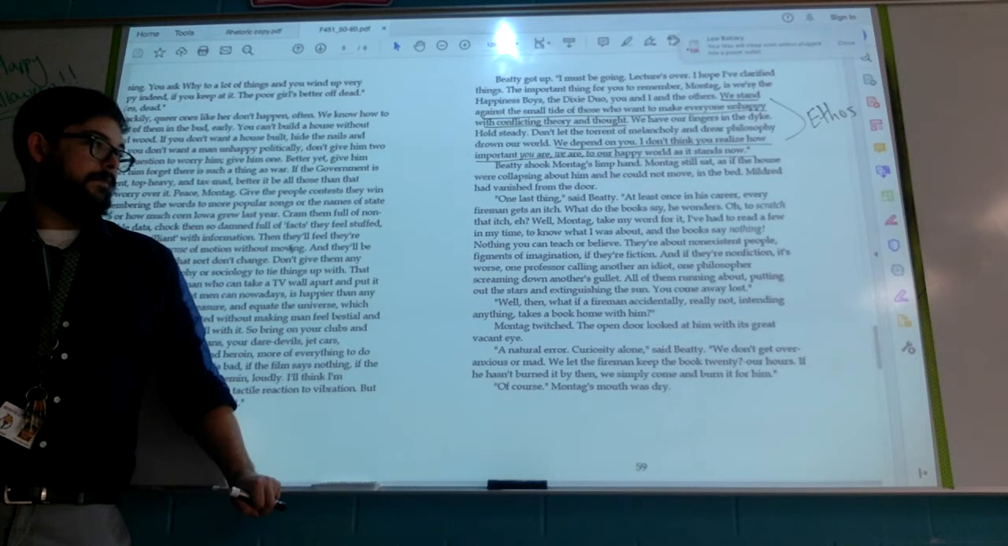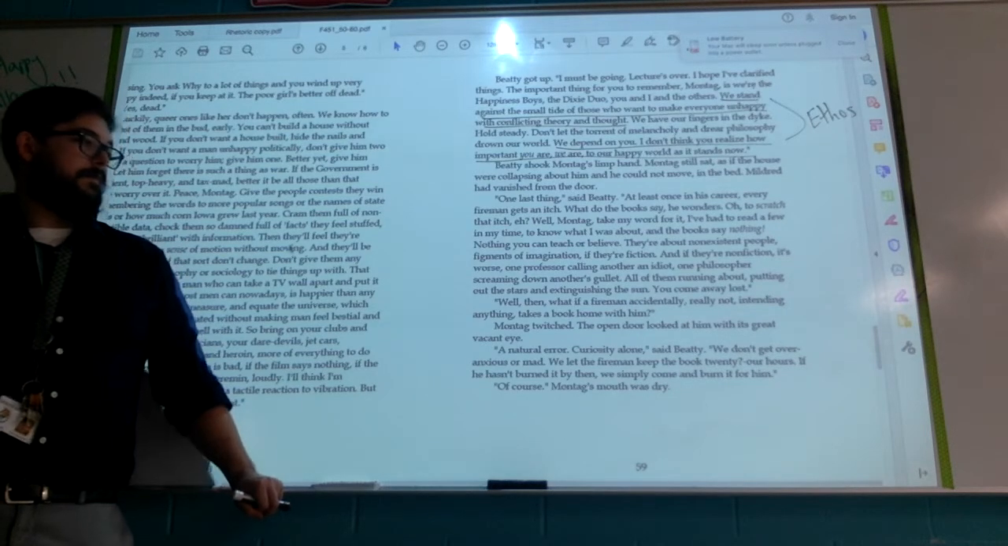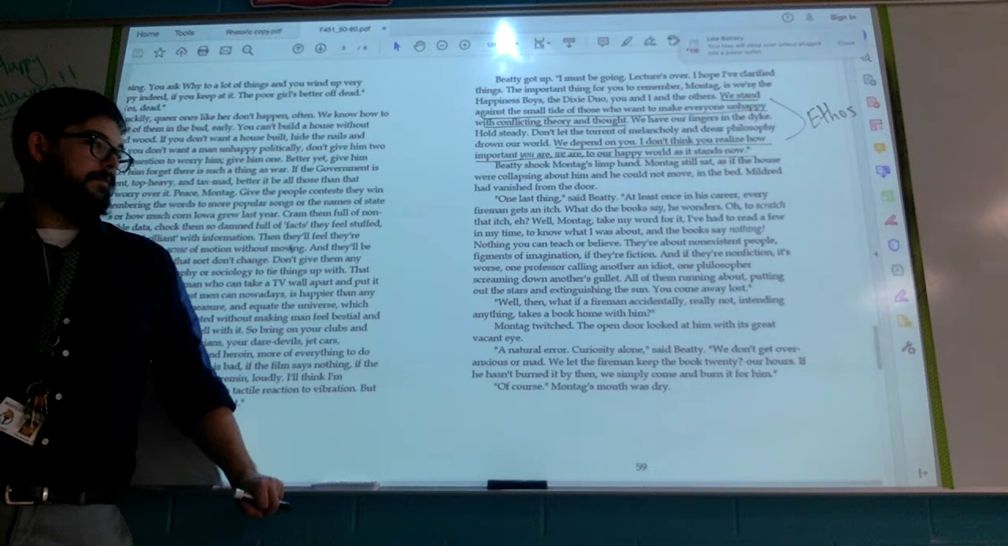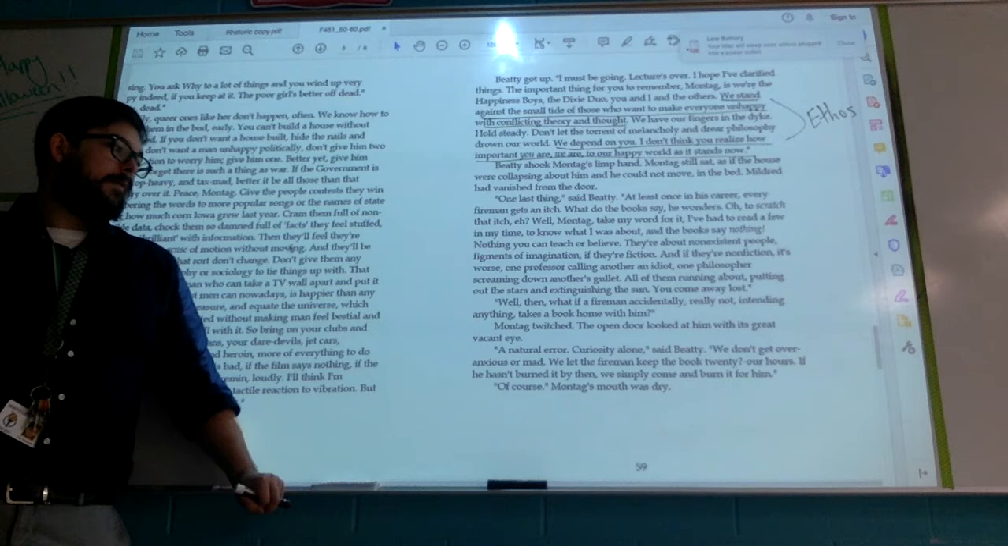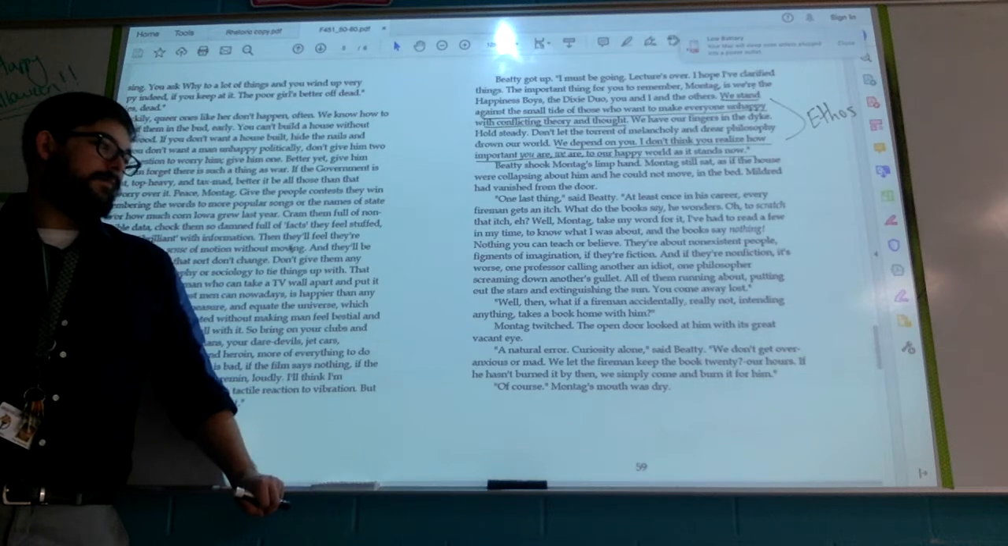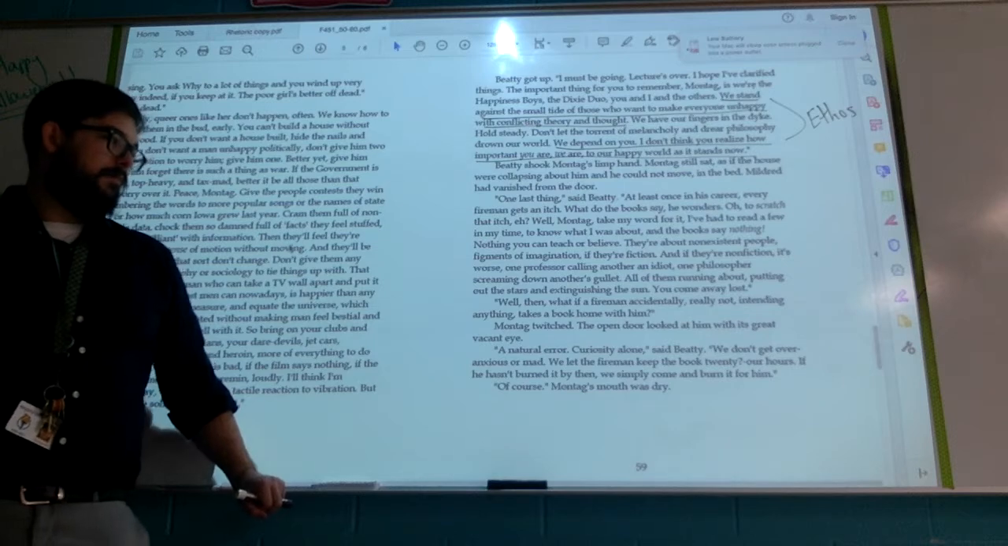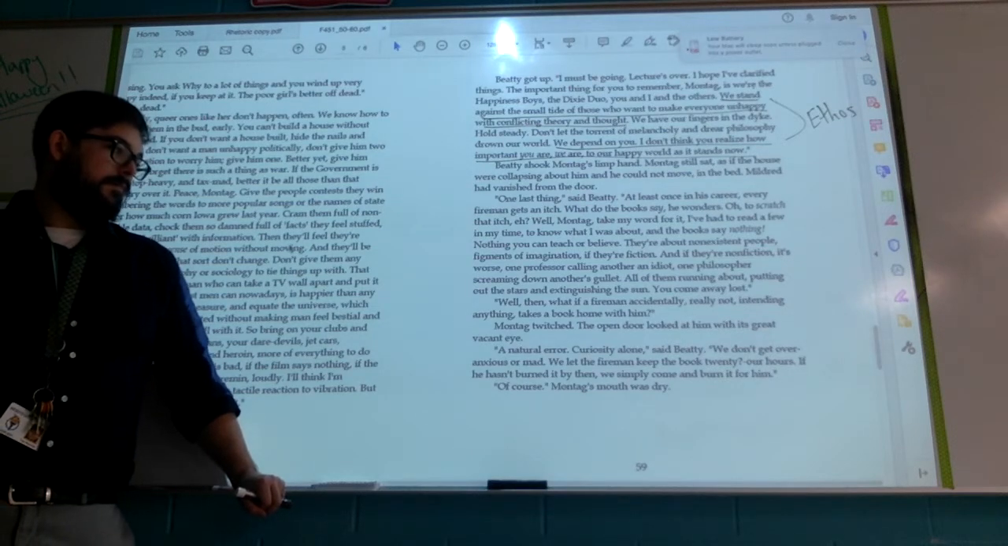You come away lost. Well then, what if the fireman accidentally really not intending anything takes the book home with him? Montag twitched. The open door looked at him with a straight, vacant eye. A natural error. Curiosity alone, said Beatty. We don't get over anxious or mad. We let the fireman keep the book 24 hours. If he hasn't burned it by then, we simply come and burn it for him. Of course. Montag's mouth was dry.